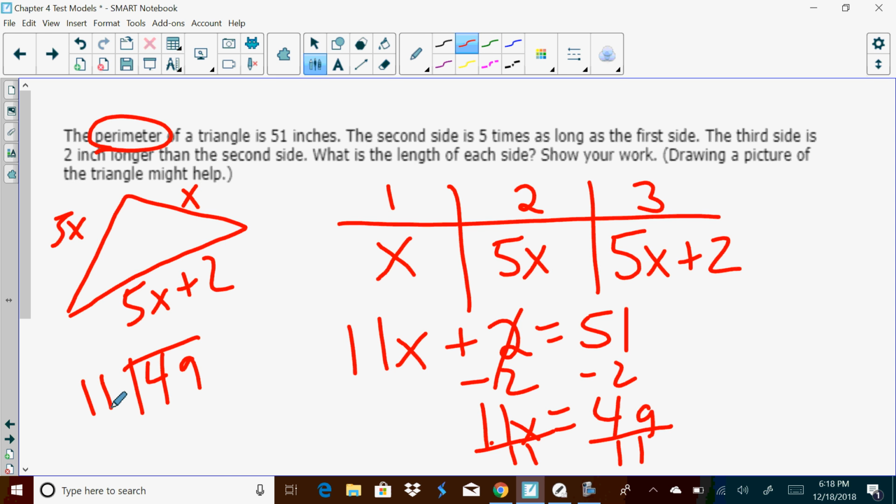And then once you're done, you are going to write a sentence telling me what all 3 sides would equal. But you get to adjust. This works out to be 4.4 repeating. So it's 4 and 4/50. So x would be 4.4, and then we plug it back in to find the rest of the answers.